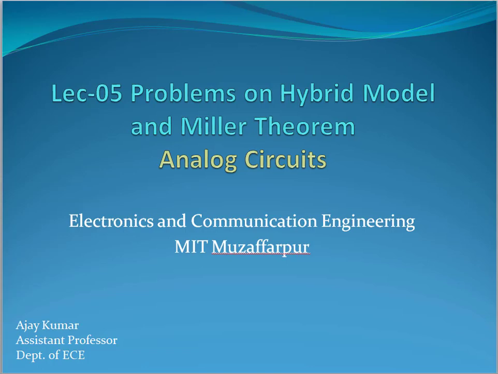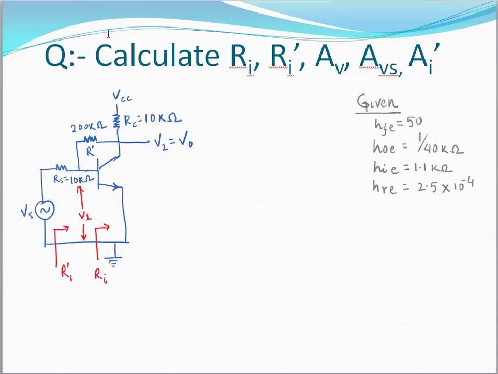In this lecture, we will solve a problem based on Miller theorem and hybrid model analysis of transistor. So let's begin. This is the problem. We have to find the input resistance Ri, this one is the Ri and this is the Ri dash. We have to calculate for this circuit the voltage gain AV, and thereafter AVS, meaning considering the source voltage in the overall voltage gain, and the current gain.